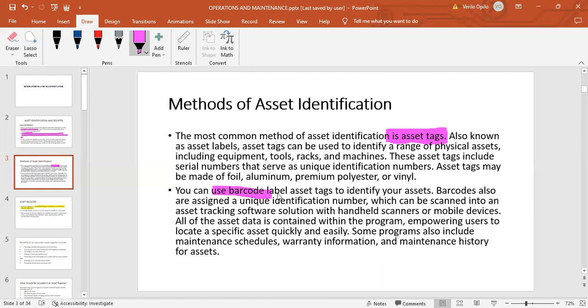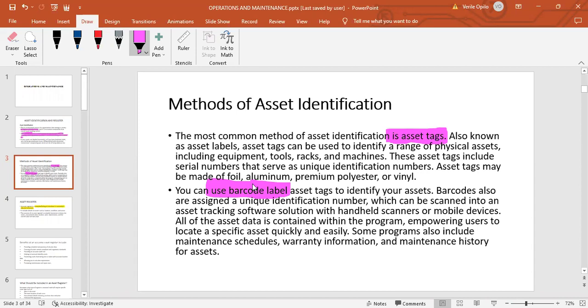The other type of asset identification the business can use is the barcode labels. So in this case, you can use a barcode label whereby again you assign a unique identification number to each asset. And you'll find that this one is usually a little bit more sophisticated compared to the asset tags, because now if you wanted to have details about this particular asset, then you need to scan that barcode, so that you can get details or the description about that particular asset.